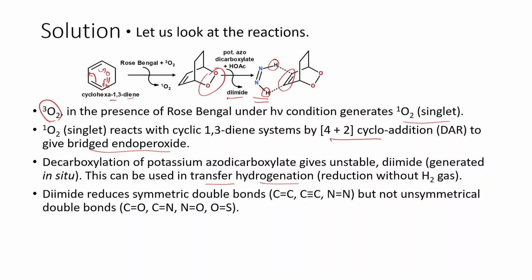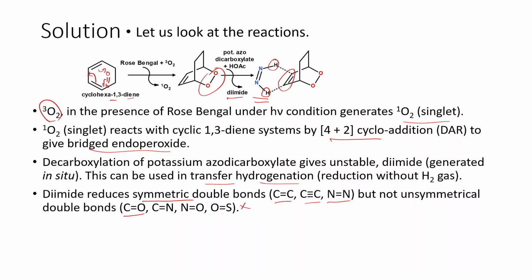So what type of double bonds will be reduced by this diimide? The diimide has a very specific character. It will reduce only the symmetric double bond. That means C=C double bond, C≡C triple bond, N=N double bond, or even sometimes O=O double bond. These are all the double bonds where the symmetrical atoms are there. They are reduced by this diimide. But when we have a carbonyl group, or a C=N, or N=O, or S=O double bond, these types of double bonds are not reduced by the diimide reagent.